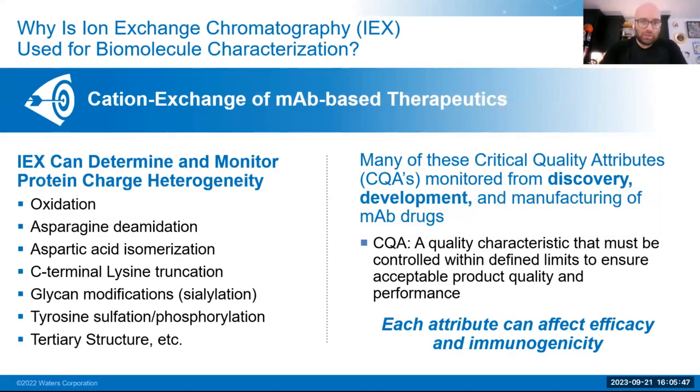So when we look at cation exchange of Mab-based therapeutics, ion exchange can actually determine and monitor a variety of charged species through different heterogeneities through oxidation, asparagine deamidation, isomerization, and so on. And many of these CQAs are very critical, again, to the actual product themselves, and should be monitored and characterized to the greatest extent possible. Each one of these attributes can actually affect the efficacy of the product as well as the immunogenicity. So it's very critical, again, to not only characterize to the greatest extent the originator, but also the biosimilar product as well, and ensuring that they match as great as possible.